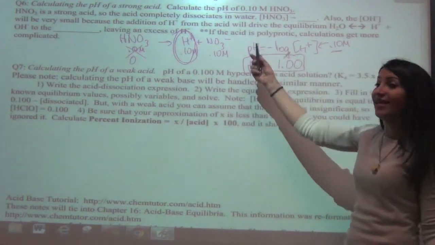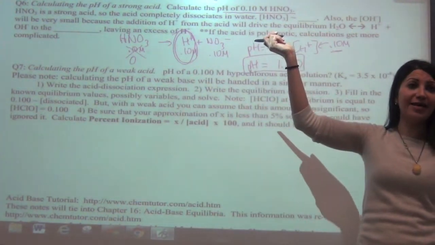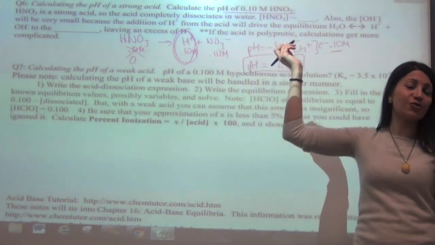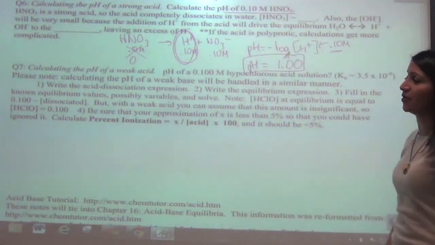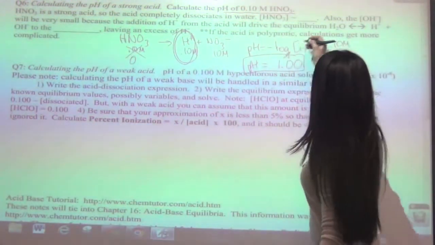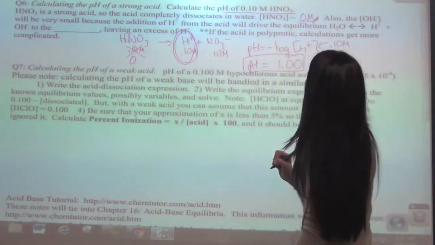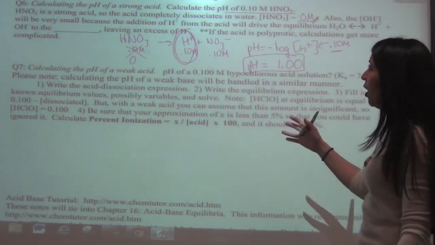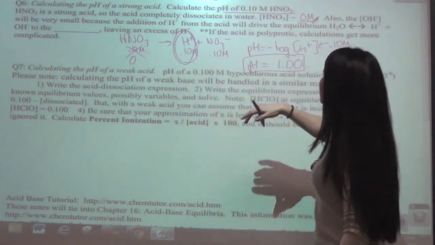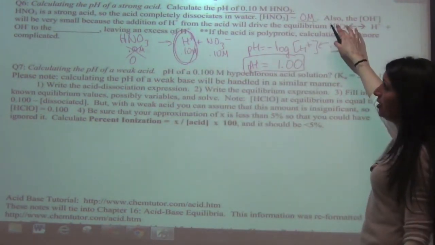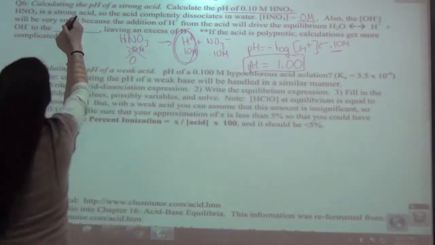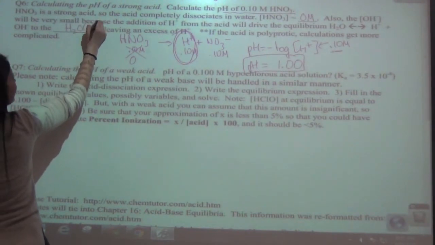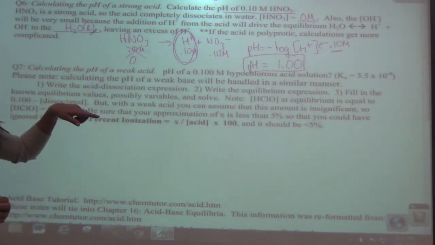And it's definitely acidic. Is HNO3 an acid? Yes, so that works. We're not going to switch it to 7. You always want to double check. So the HNO3 concentration is approximately equal to 0 after it comes to equilibrium. Also, the OH minus is very small because the H plus drives the equilibrium toward water, toward the H2O as a liquid, and it leaves an excess of H plus.